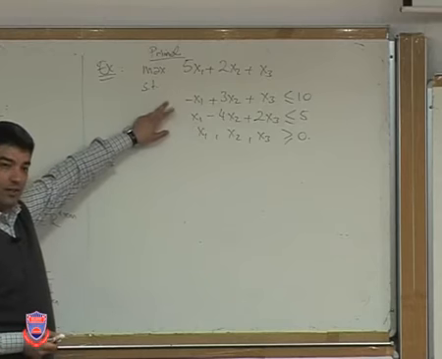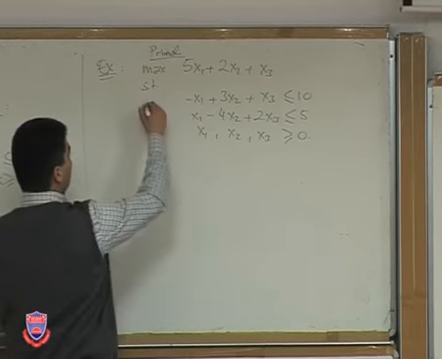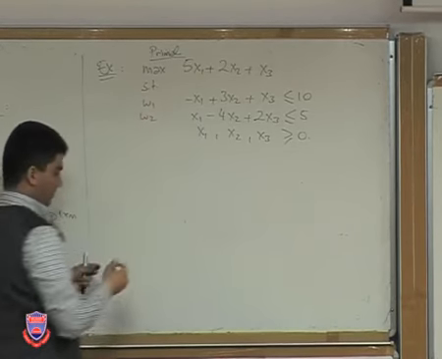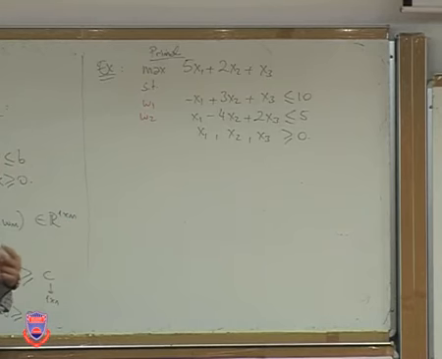We have two constraints, right? So I'm going to need two multipliers. I'm going to call them W1 and W2. Which means that in the dual LP problem, m is equal to 2, right? So I have only two variables.